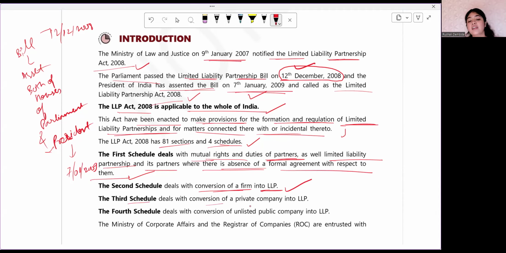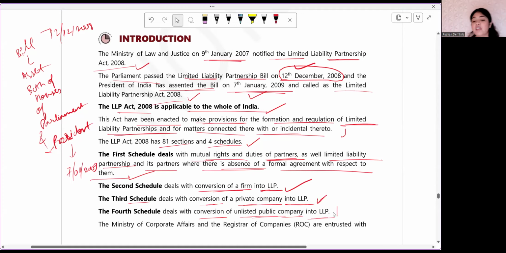The third schedule deals with conversion of a private company into LLP. Now we know that there are private companies. Private companies require a minimum of 2 people. So when only 2 people are required, they can also form a partnership. So they can convert their private limited company into an LLP. The fourth schedule deals with conversion of an unlisted public company into LLP. There could be some public companies, but they are not listed on the Stock Exchange of India. So they can also convert themselves into LLP.